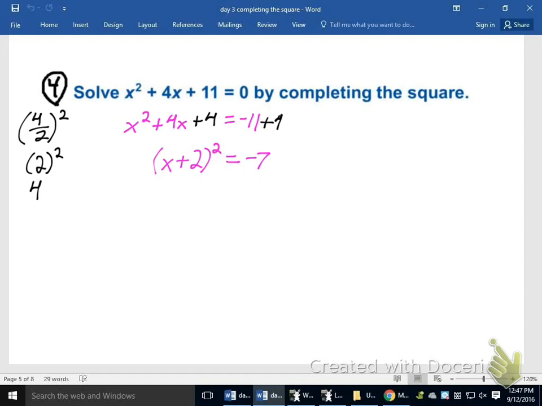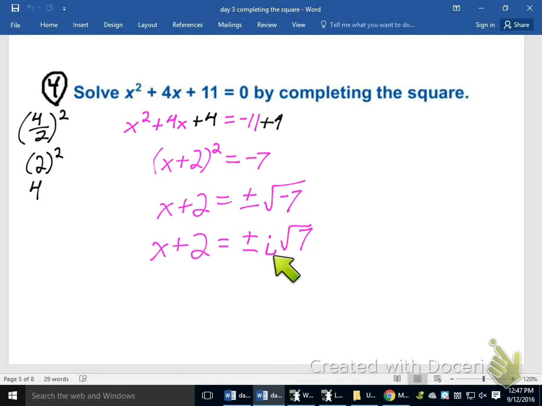Now I'm going to plus or minus the root here. x plus 2 equals the positive or negative root of negative 7. This is where the imaginary root is coming from, that you're taking the root of a negative. So I'm going to go ahead and pull that out as plus or minus i root 7. Remember, i represents the root of negative 1. So it comes out right there. I'm going to subtract this 2 over to the right hand side. So x equals negative 2 plus or minus i root 7, and we're done.